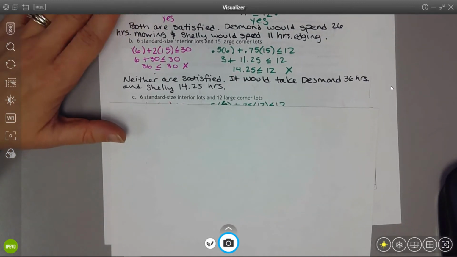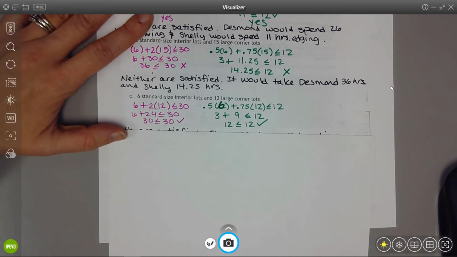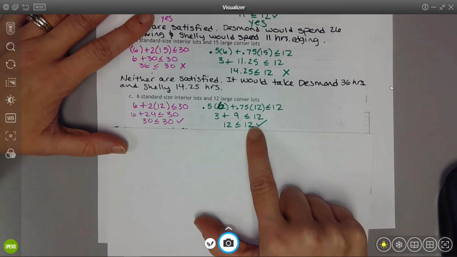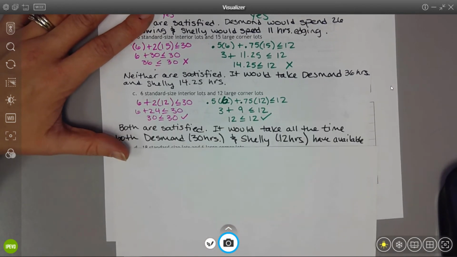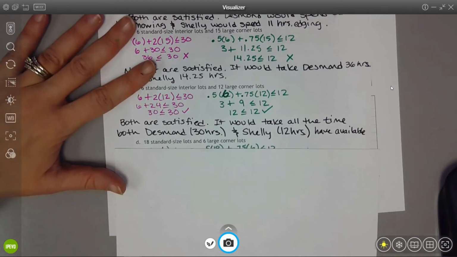Now, if we did 6 standard and 12 corner, plug those points in. 30 is less than or equal to 30. That's true. 12 is less than or equal to 12. That's true. Both are satisfied. It would take all the time that both Desmond and Shelly have available.